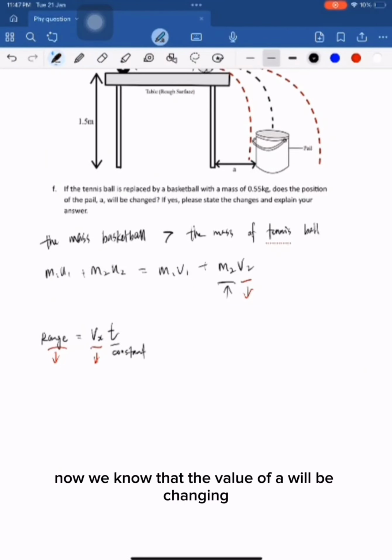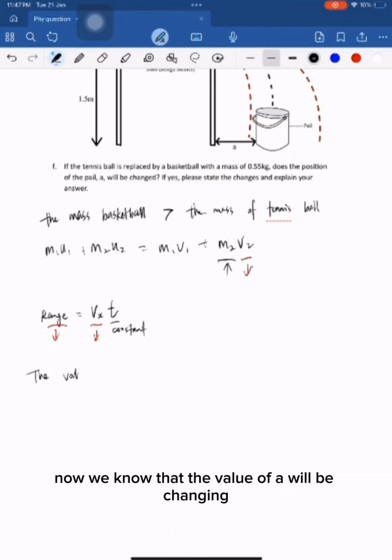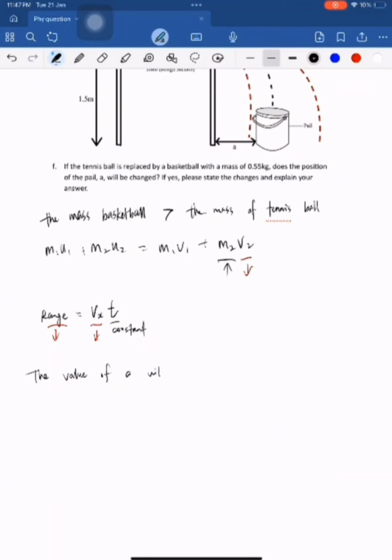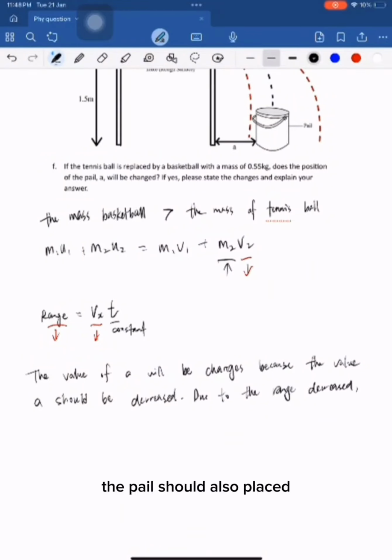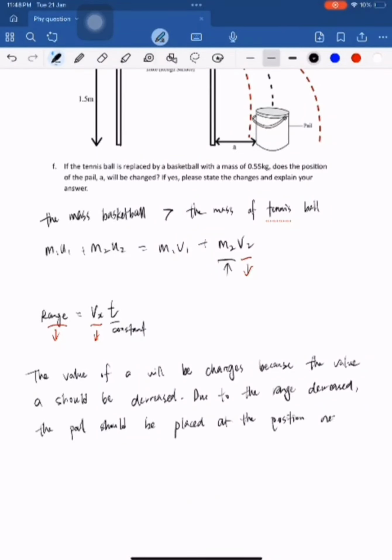Now we know that the position of the pail will be changed, because the range decreases, so it can catch the ball successfully. Due to the range decreasing, the pail should also be placed at a position nearer to the table.